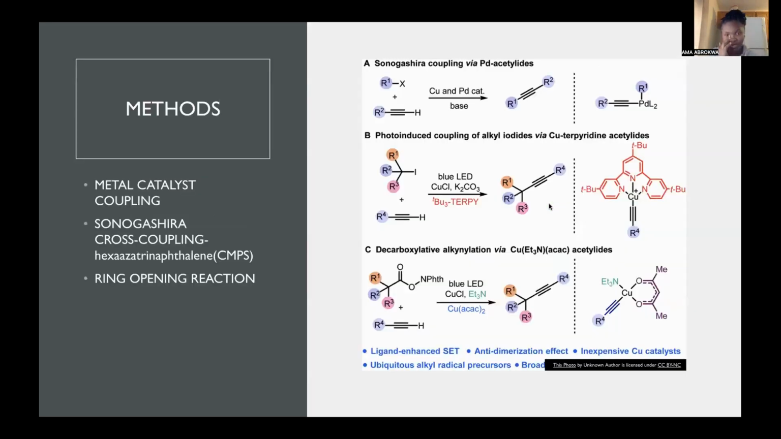As part of the research, we also studied methods of manufacturing these materials. An example was metal catalyst coupling, the Sonagashira cross coupling, and the ring opening reaction. This is an example of the Sonagashira coupling. An amine group is added to hydrogen, and it's over here. I won't go much into details. The next one, please.